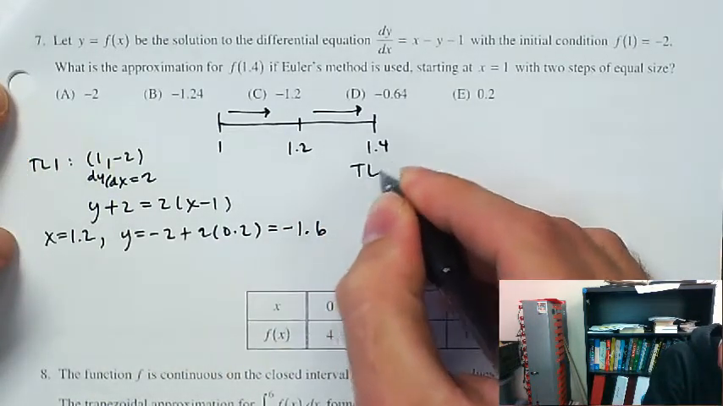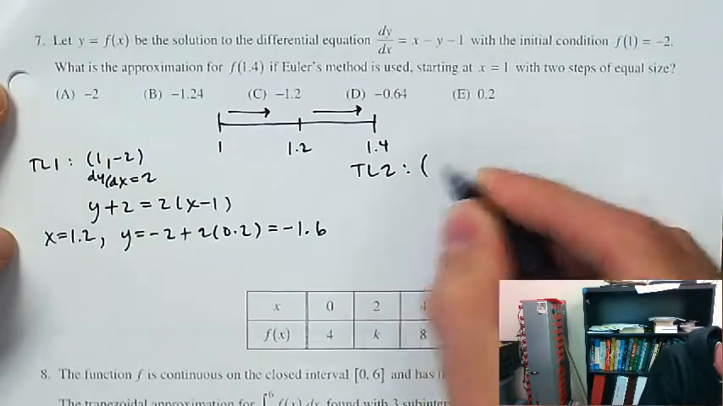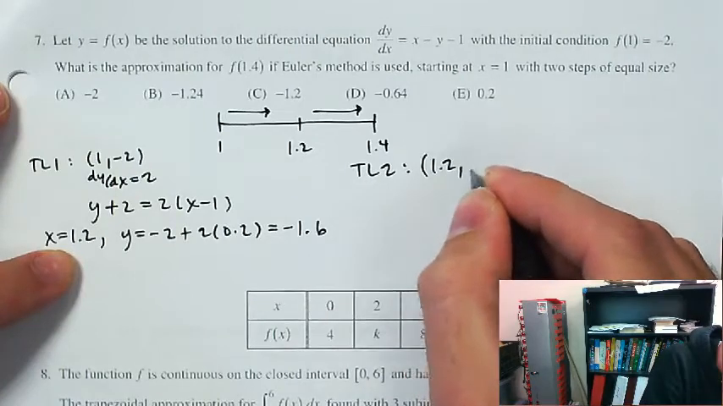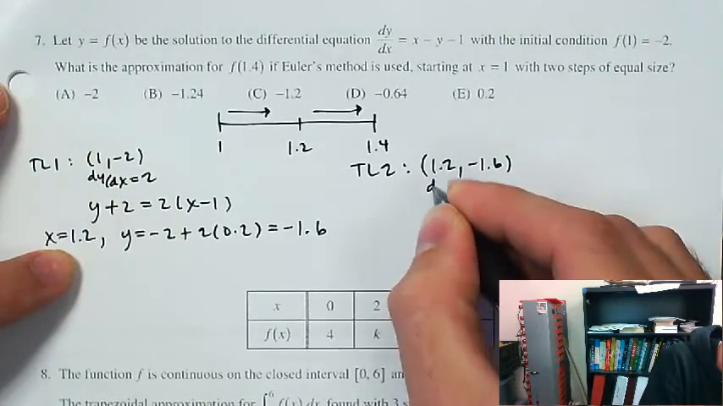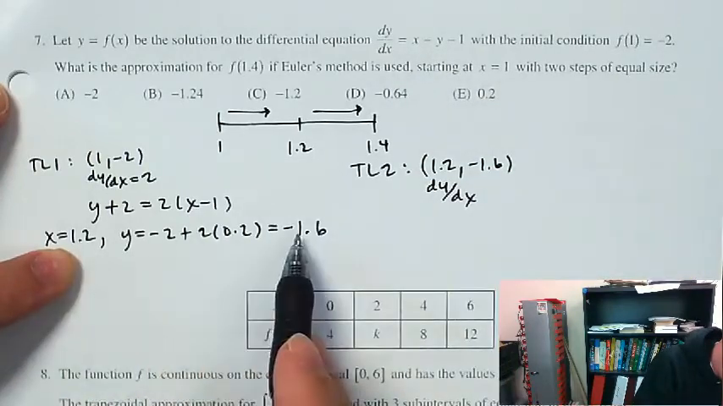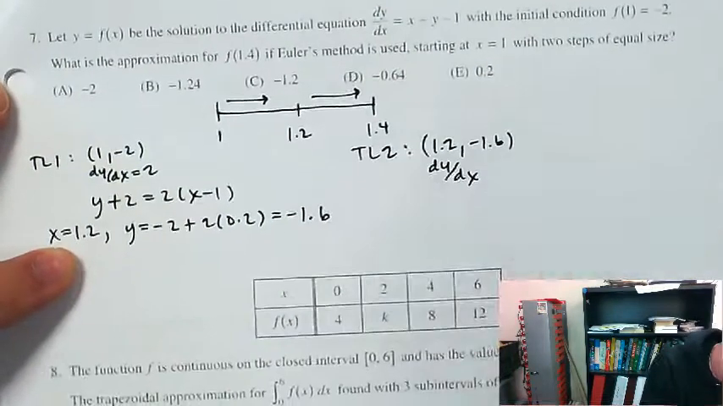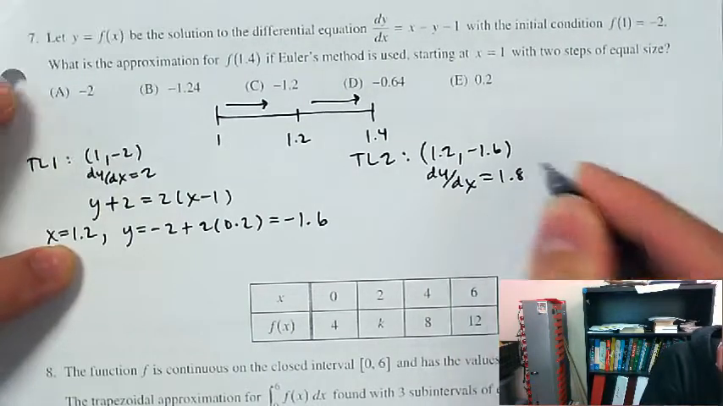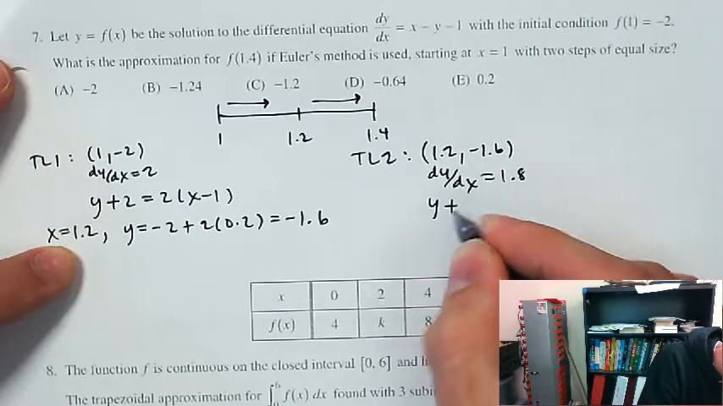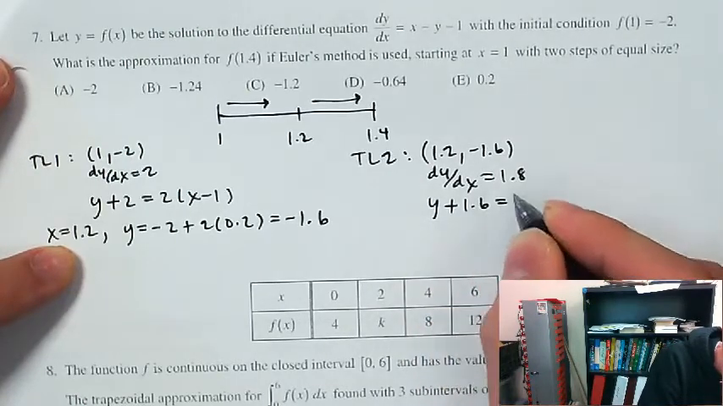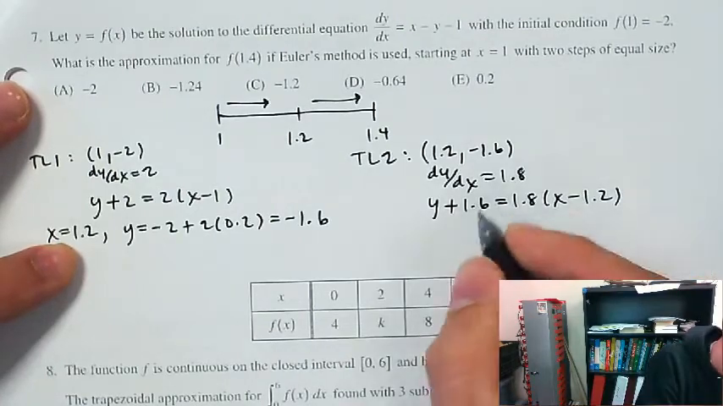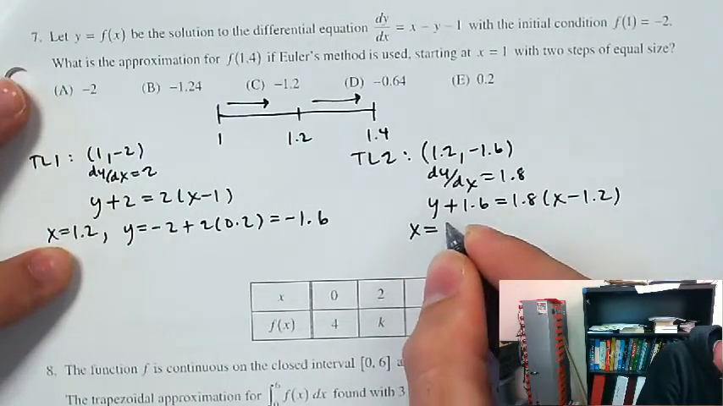And I'll write down a second tangent line. Point. Slope is dy dx, which is x minus y, so 2.8 minus 1 is 1.8. Okay, so my equation is going to be y minus negative 1.6 is equal to 1.8 times x minus 1.2. And then I'll plug in my second step.